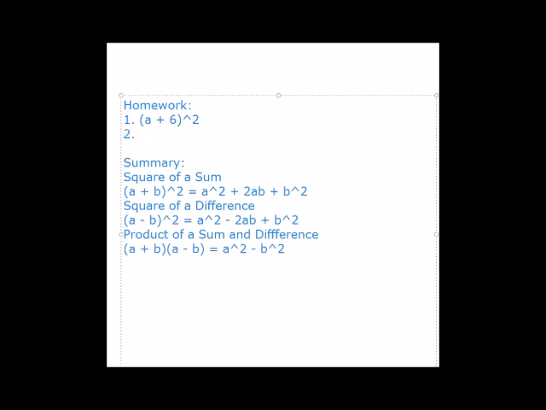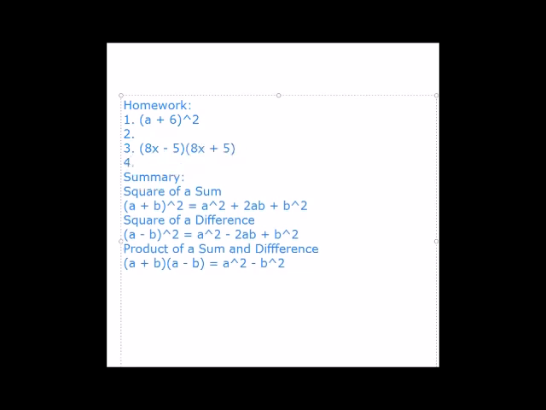Ella, what number do you want? 3, ma'am. Number 3, we have (8x - 5) times (8x + 5). And 2 or 4? Number 4, ma'am. Let us have x squared minus 6y squared. So the last item is number 2 for the chicken.